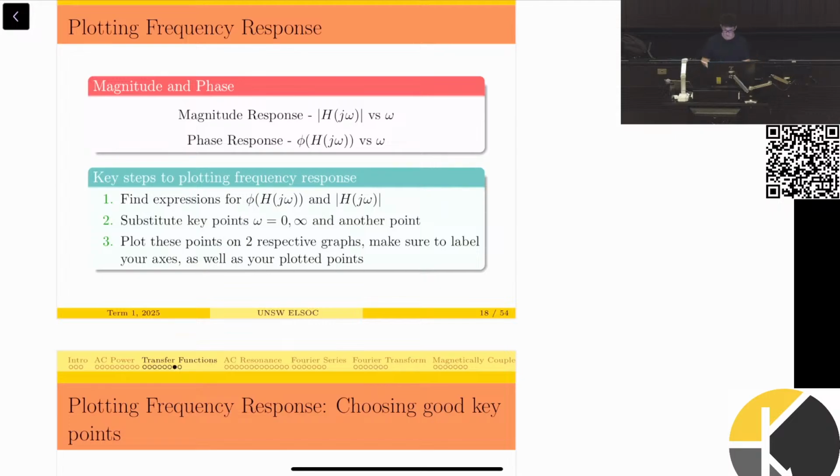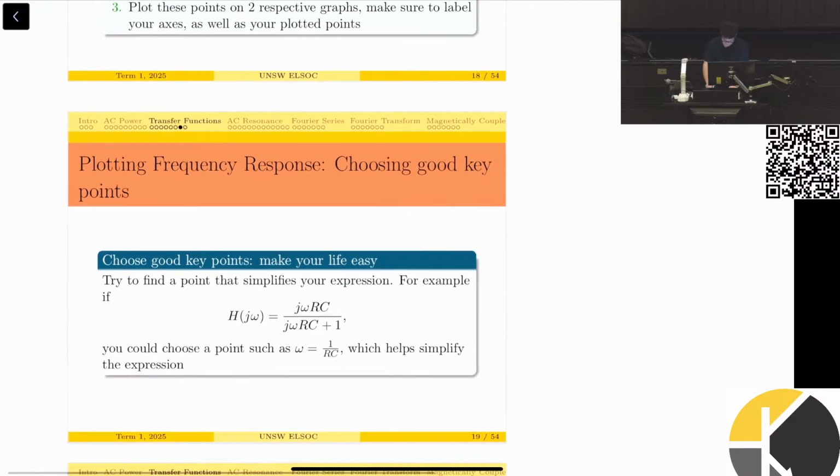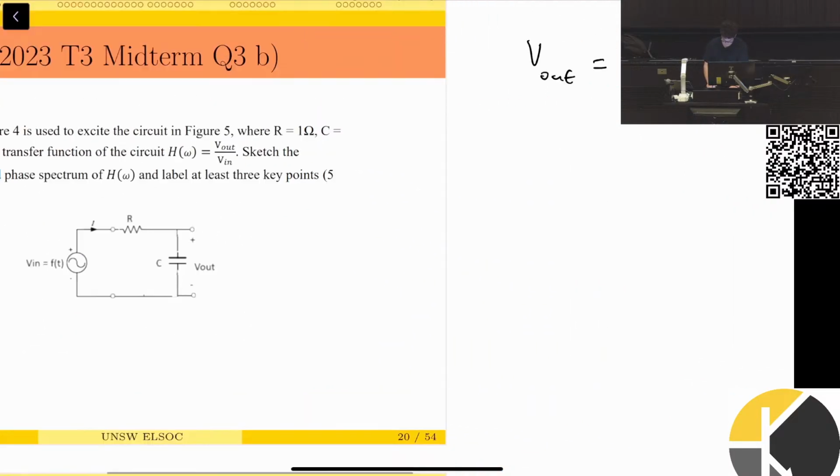When you're doing these kinds of problems, you're going to find the angle of H of j omega and the magnitude. You're going to substitute at least 0, see the tendency as it goes to infinity, and one other point at least. You can always do 2. Then you plot these on the axes. Make sure to label your axes as well as your plotted points. In this example, a good thing to plug in would be omega equals 1 over RC. You just have to do some problems and get some pattern recognition of what to sub in.